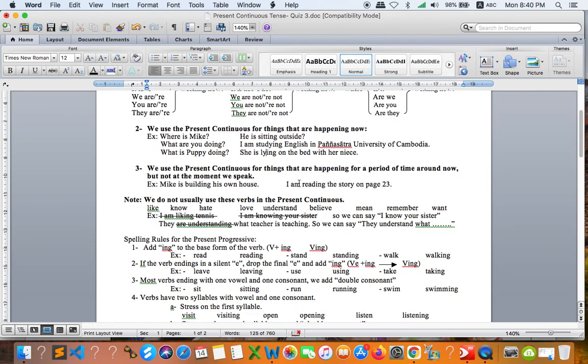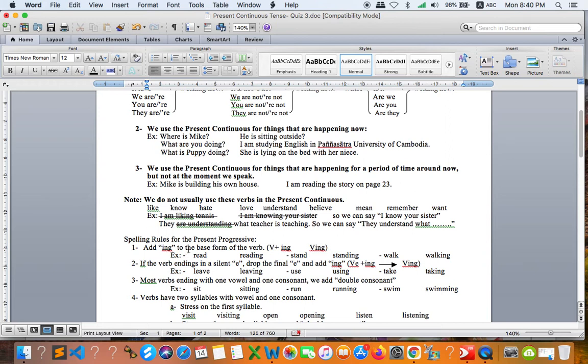Let's take a look at the notes right here. We do not usually use these verbs in present continuous: verbs like know, hate, love, understand, believe, mean, remember. When you happen to see some of these verbs, please do not use them in the continuous tense, because they cannot form a continuous one. We call them stative verbs. Stative verbs show feeling and emotion, which does not describe an ongoing action, so do not use ing with all of these verbs.